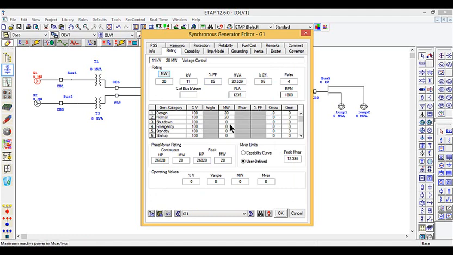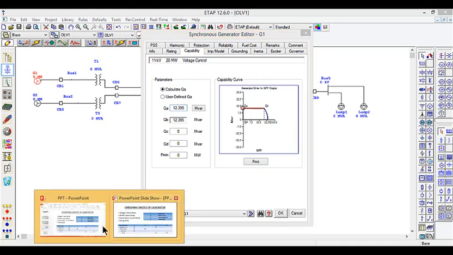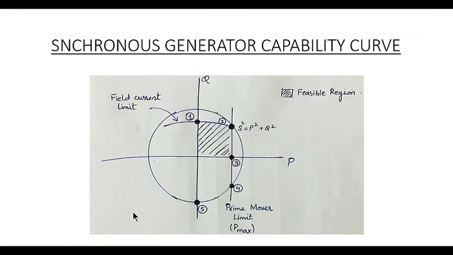So coming on towards the capability curve, we also need to understand what is the capability curve of a generator. We all know that the power of a generator is given by S equal to square root of P square plus Q square, or S square is equal to P square plus Q square, which takes the shape of a circle with the center at origin. The x-axis represents the active power, whereas the y-axis represents the reactive power.